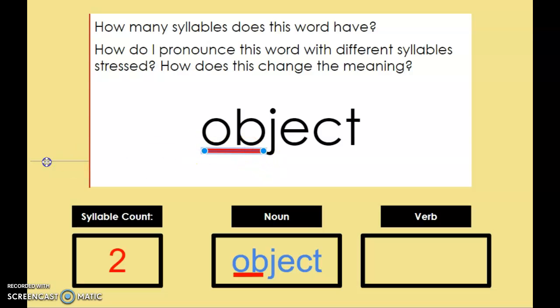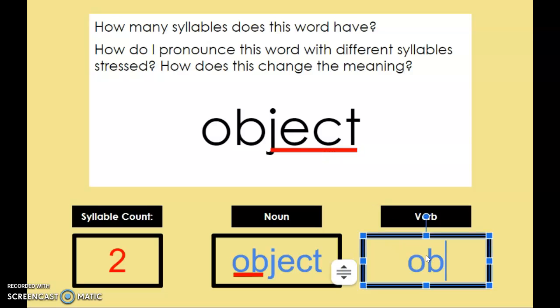But what if I were to place the stress on the second syllable of the word? Object. Ooh, if you've ever heard someone say, I object, they're saying, I disagree. That's a verb, that's an action. Someone is objecting to something. They're disagreeing with something. Spelled the same, different meaning.